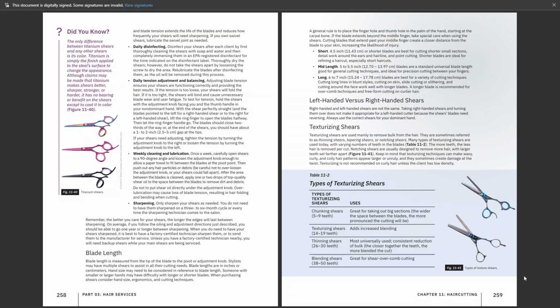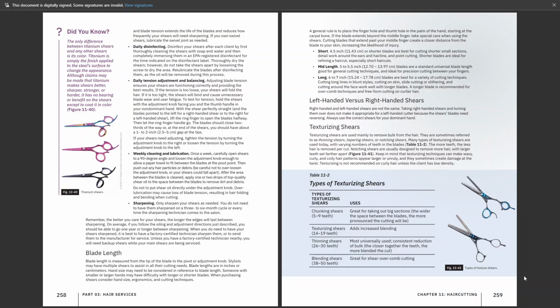Daily tension adjustment and balancing. Adjusting blade tension ensures your shears are functioning correctly and providing the best results. If the tension is too loose, your shears will fold the hair. If it's too tight, the shears will bind and cause unnecessary blade wear and user fatigue.